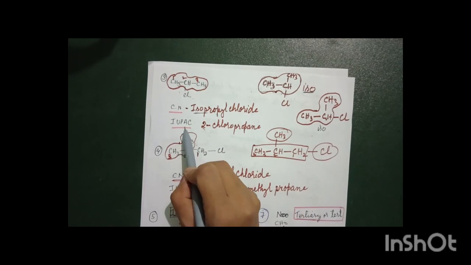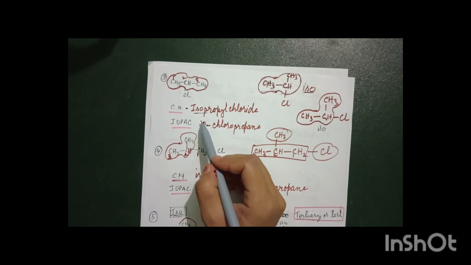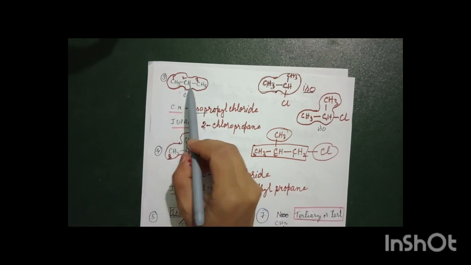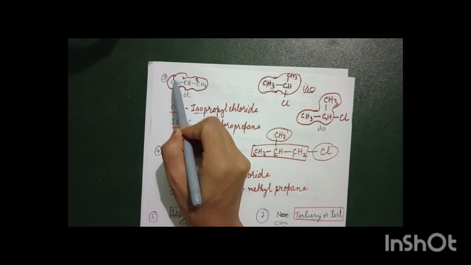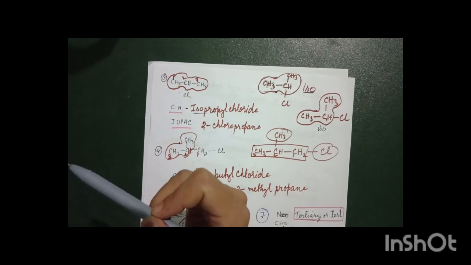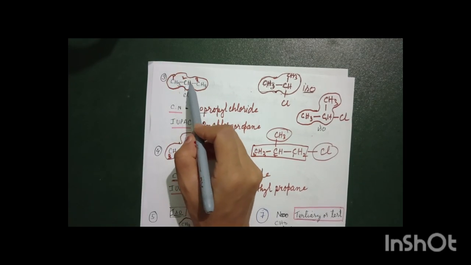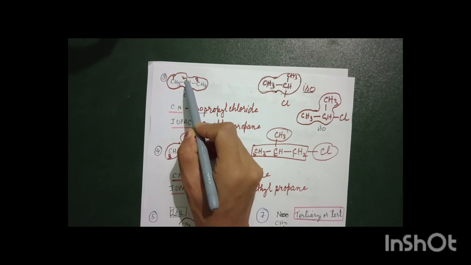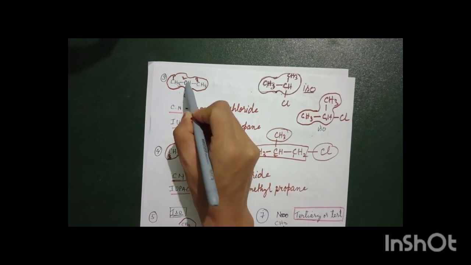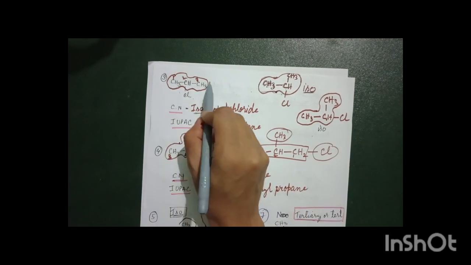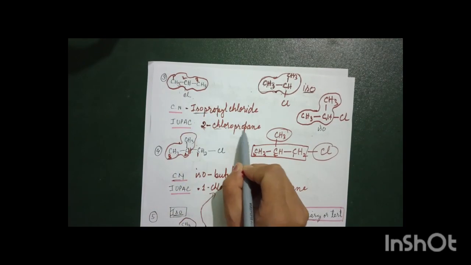Let's go for IUPAC. For IUPAC we have to follow the rules, that is, the longest continuous carbon chain. So what is the longest one? Let's start from one end: 1, 2, 3, only 3. Now we will always number it. This Cl is in the second position, so it is 2-chloro. The number of carbons in the chain is 3, so it is propane.